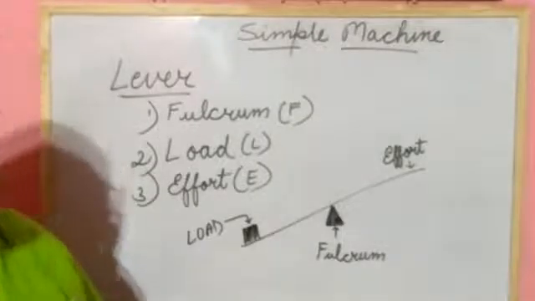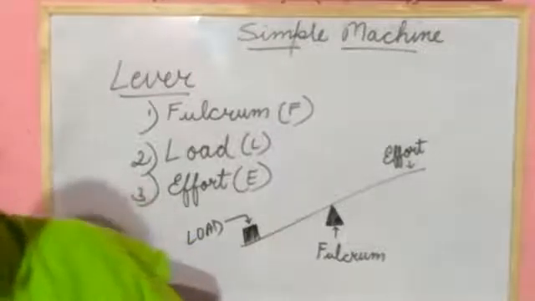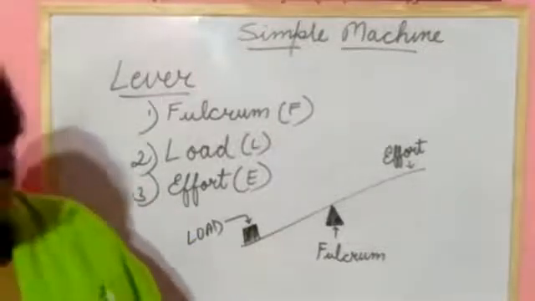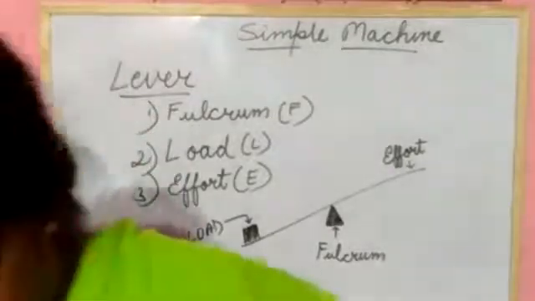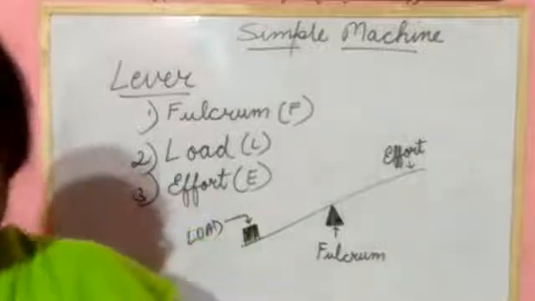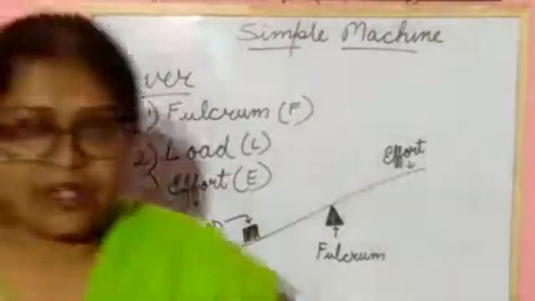Now, there are types of lever. Next point is types of lever. How many types of levers are there? There are three types of lever: first class lever, second class lever and third class lever. Understood? Next you will learn about the types of lever.